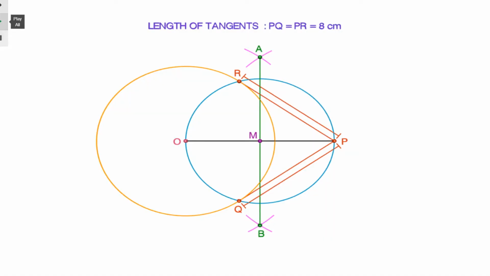Now in this video we are going to construct the pair of tangents to the circle from a point outside the circle. Draw a circle of radius 6 cm and from a point 10 cm away from the center, construct the pair of tangents.